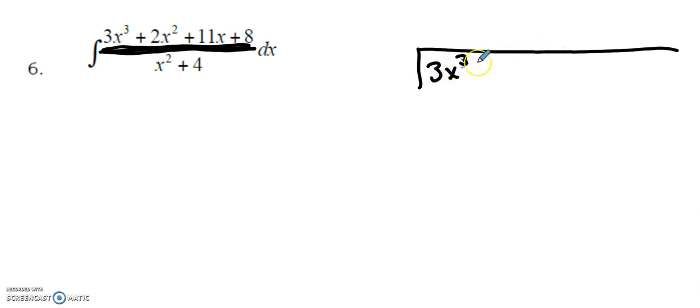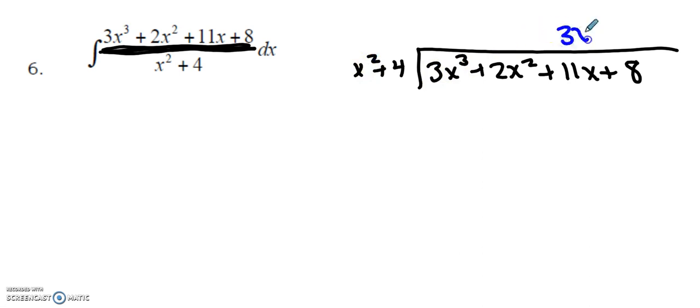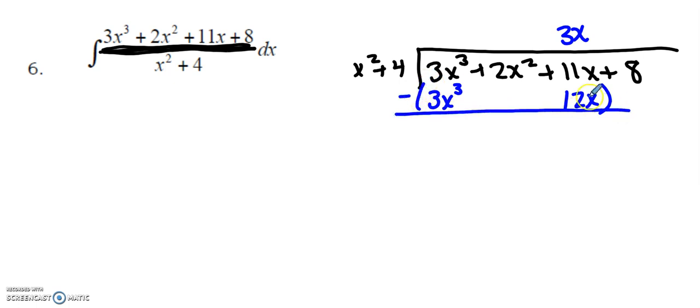So 3x cubed plus 2x squared plus 11x plus 8. There we go again. I've got a placeholder for everything, and I've got x squared plus 4. So I'm going to start by taking 3x cubed and dividing it by x squared. I'm going to be left with 3x. So 3x times x squared is 3x cubed. 3x times 4 is 12x. And I'm going to subtract. So those cancel. Bring this down, I get 2x squared minus x plus 8.